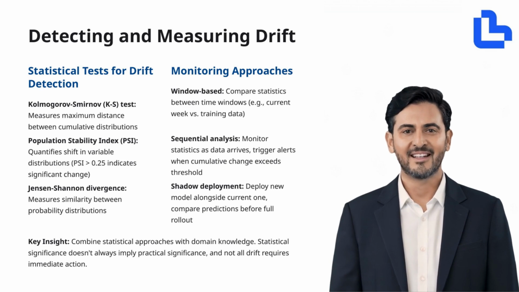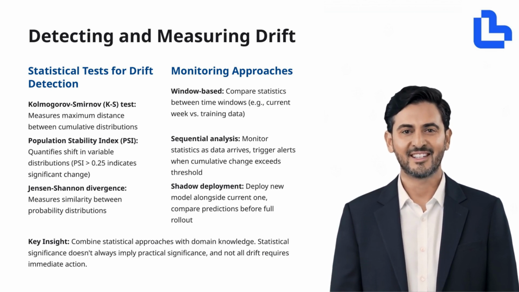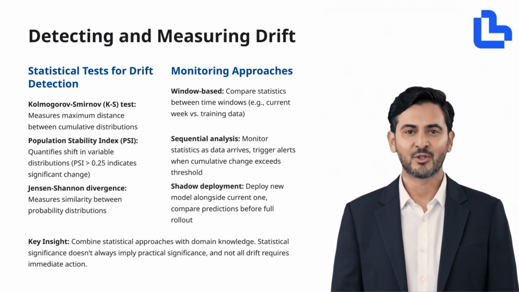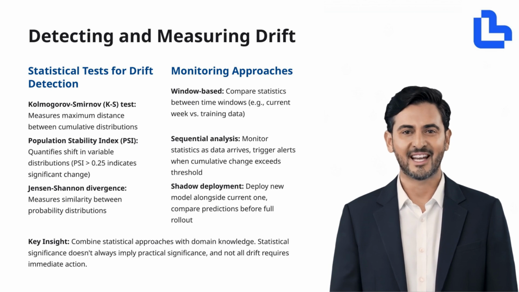One powerful method is the Kolmogorov-Smirnov test, which compares the cumulative distributions of two datasets and measures the maximum distance between them. It's particularly useful for identifying shifts in continuous variables. Another tool is the Population Stability Index, or PSI. This quantifies changes in variable distributions over time, and a PSI value greater than 0.25 typically signals a significant shift. We also have Jensen-Shannon divergence, which measures the similarity between probability distributions, ideal for comparing categorical or probabilistic outputs.